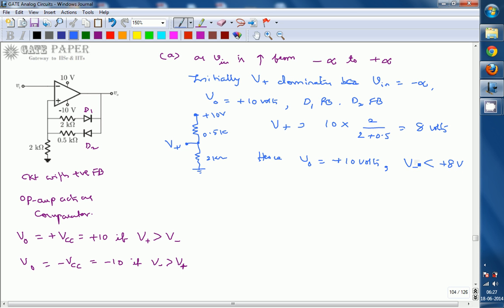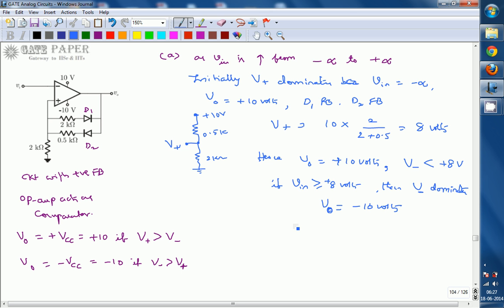So if V minus is less than plus 8 volts, at that time V0 is going to be plus 10 volts, because the non-inverting terminal voltage is dominating. Next, if V input is greater than or equal to plus 8 volts, then V minus dominates. The voltage at the inverting terminal dominates, so that V0 turns towards minus 10 volts.